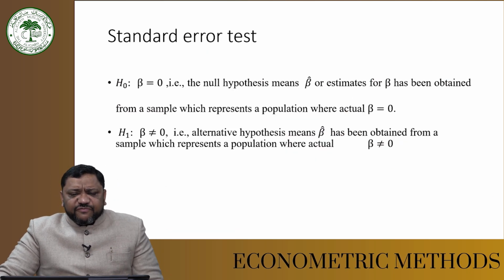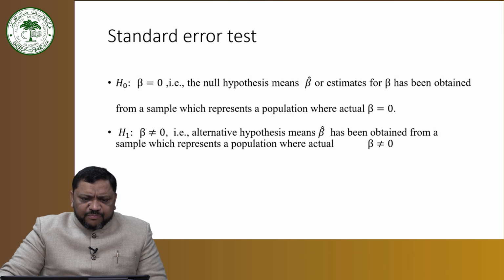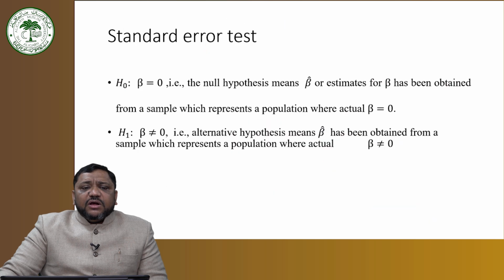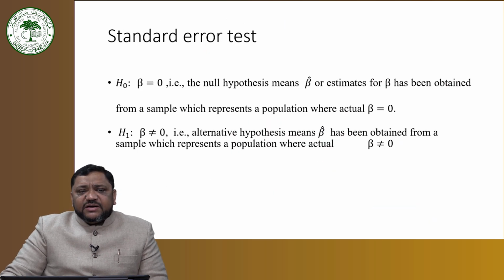So we have just now completed the first one, that is, the coefficient of determination is the economic criterion to say that the estimated parameter is okay. The next is the standard error test.